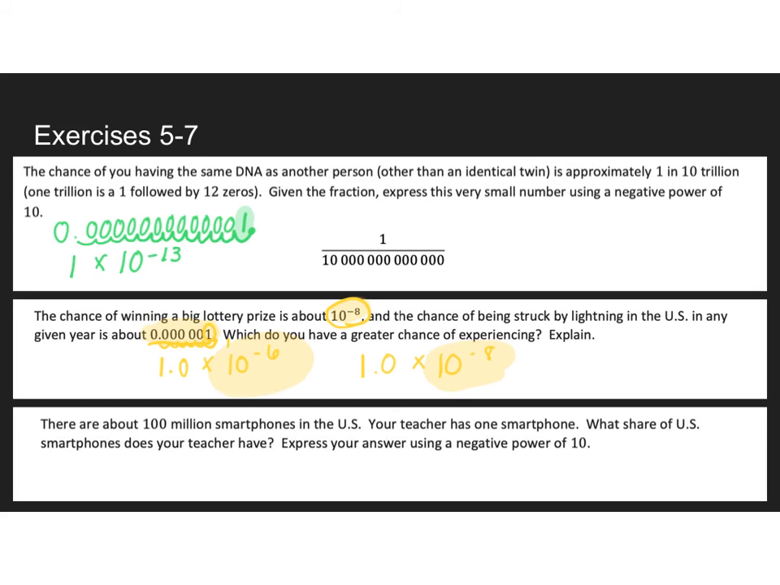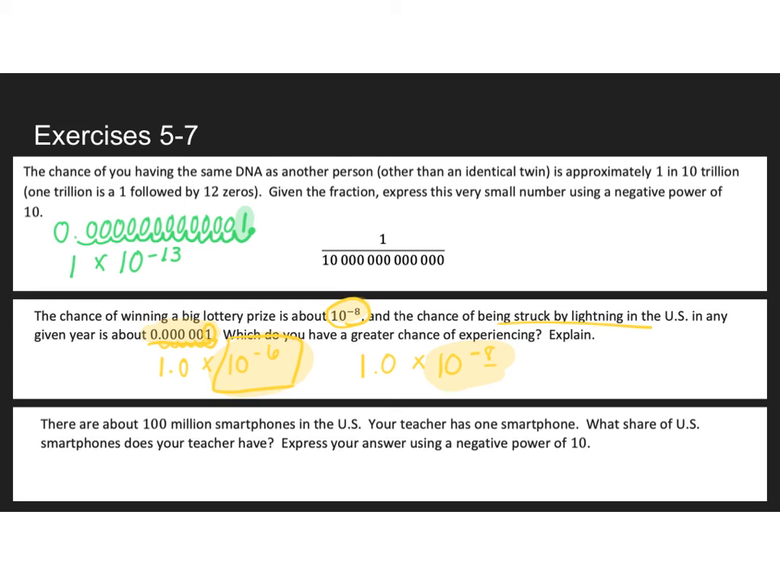Well, this would be a bigger number. Even though you think, oh, well, 8's bigger, that's a negative 8, so that's actually smaller than negative 6. So which one do you have a greater chance of experiencing? Getting struck by lightning. You have a greater chance of getting struck by lightning than you do of winning a big lottery prize. Okay? Next one.